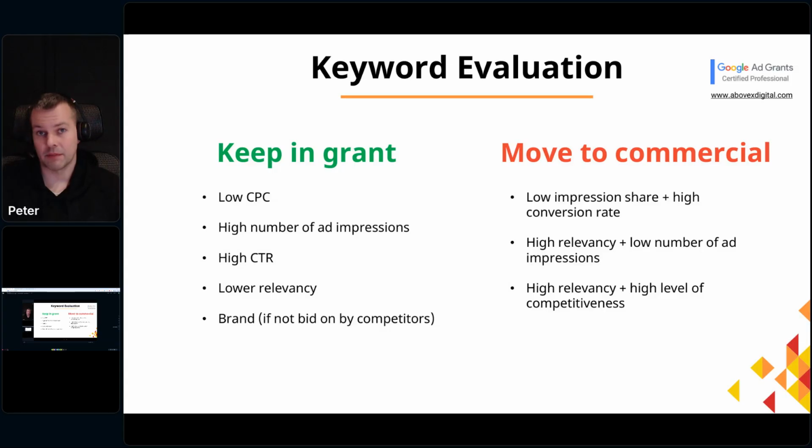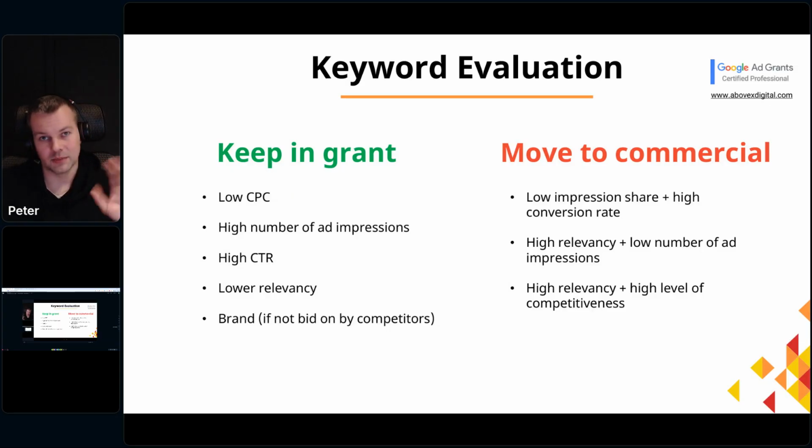If you have a high number of ad impressions, that's an indication that the keyword is probably not very competitive and it is searched often, and you want to have keywords like that in the grant account. If you have a high CTR, click-through rate, for a keyword, that means that the ad serves on high positions, which again means that the keyword is probably not very competitive, and you can keep it in the grant account.